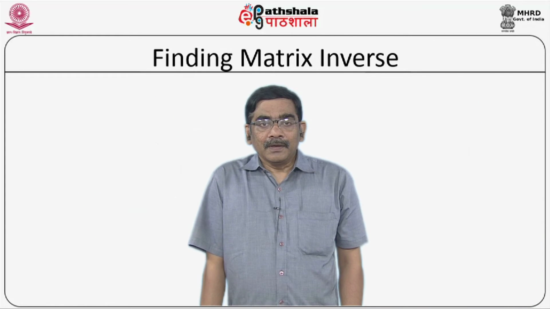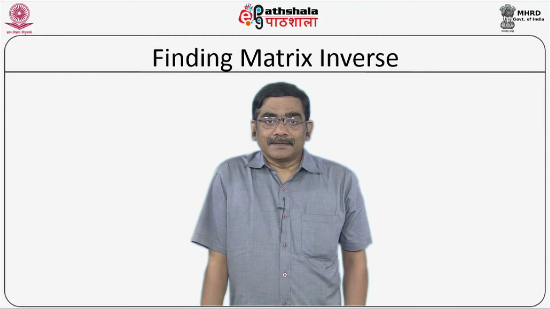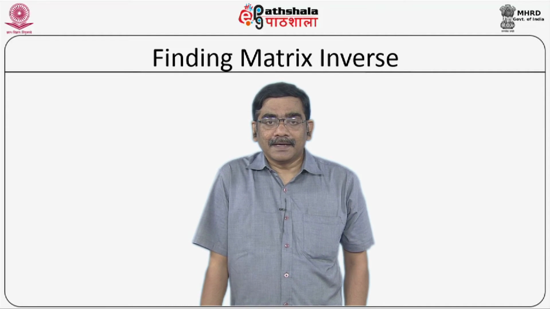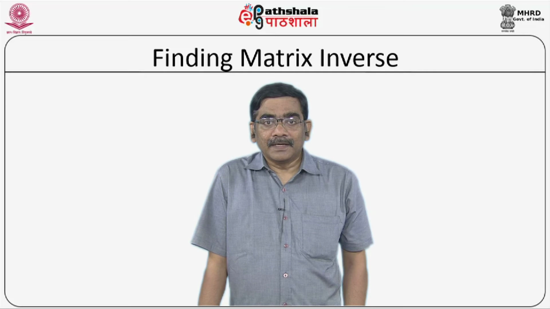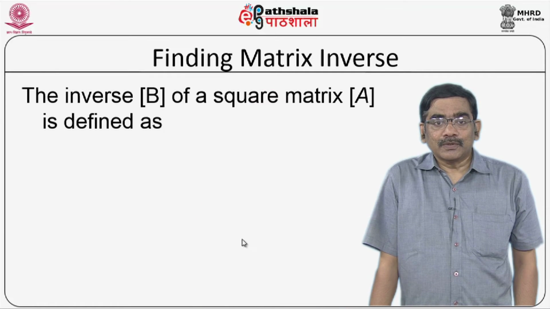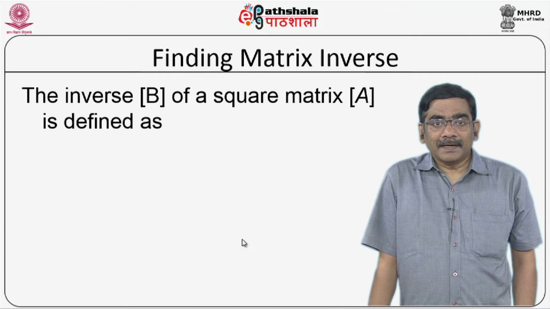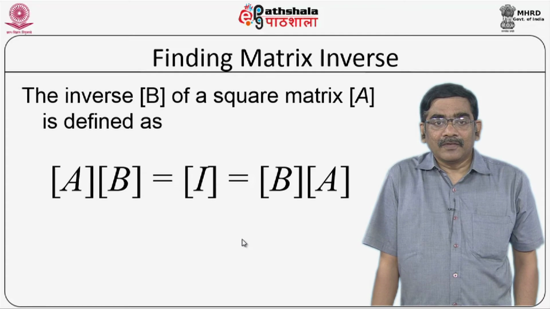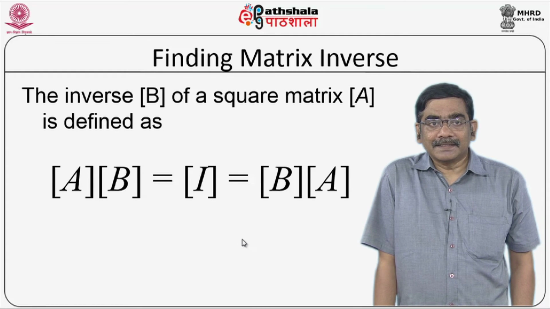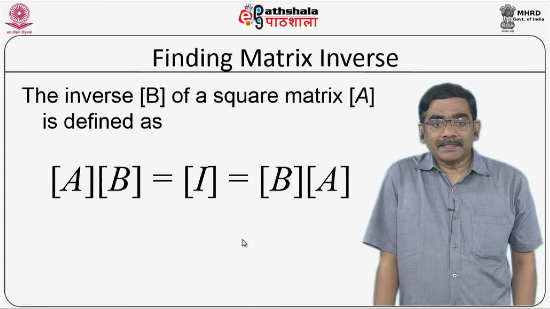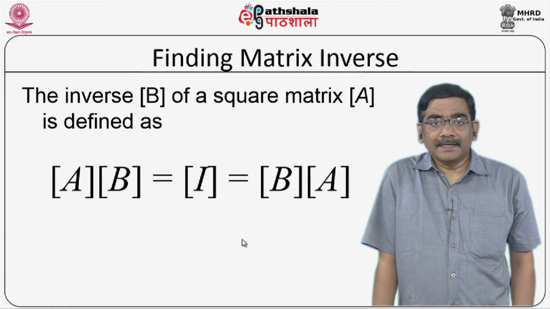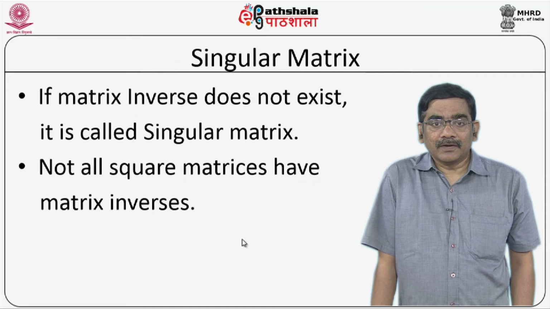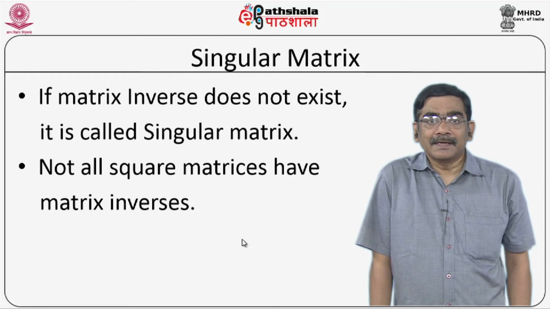Fine. Why should we do all the things? The reason is like this. As I said earlier, we are interested in finding the matrix inverse. So, the inverse matrix B of a square matrix is defined like this, where if I multiply the matrix A and B, I should get the identity matrix. So, this is the definition of the inverse matrix.